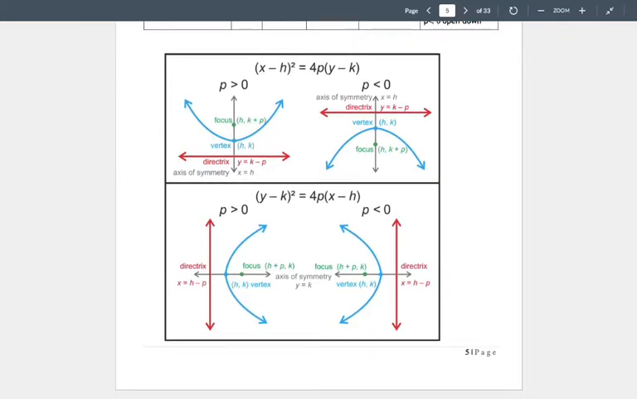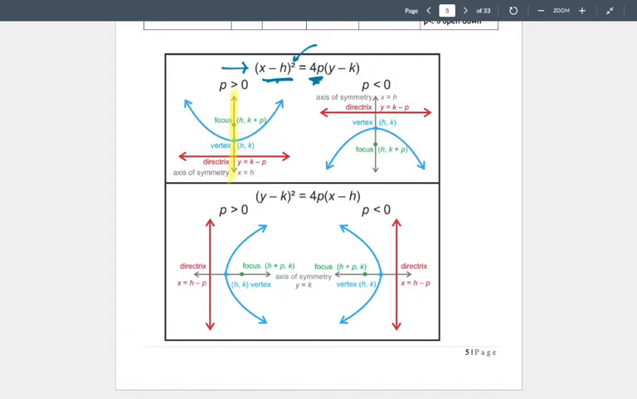When your x is squared, you're going to write the equation where the variable that's squared is on a side by itself, and then you've got this thing called 4p, and then times the y minus the k. Again, you only have one variable that's squared on a parabola. In this picture, you've got your axis of symmetry right here. It's dividing the parabola into two equal parts, basically.